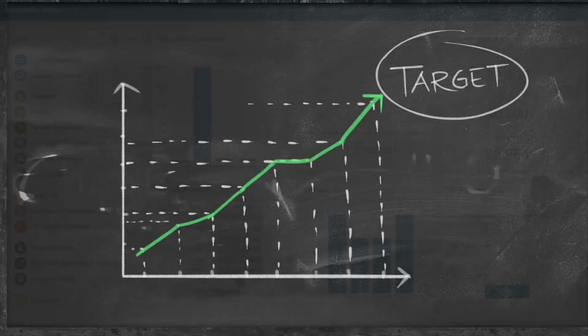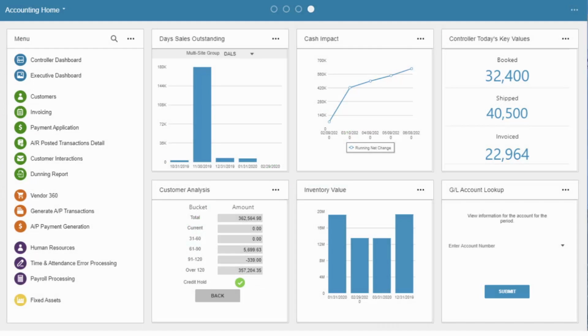Visibility is key to managing finance, so each user has a personalized dashboard from which to manage their day. Dashboards are configurable, allowing each user to customize the content they need with the information right at their fingertips. These views drill back into transactions, data, and reporting.